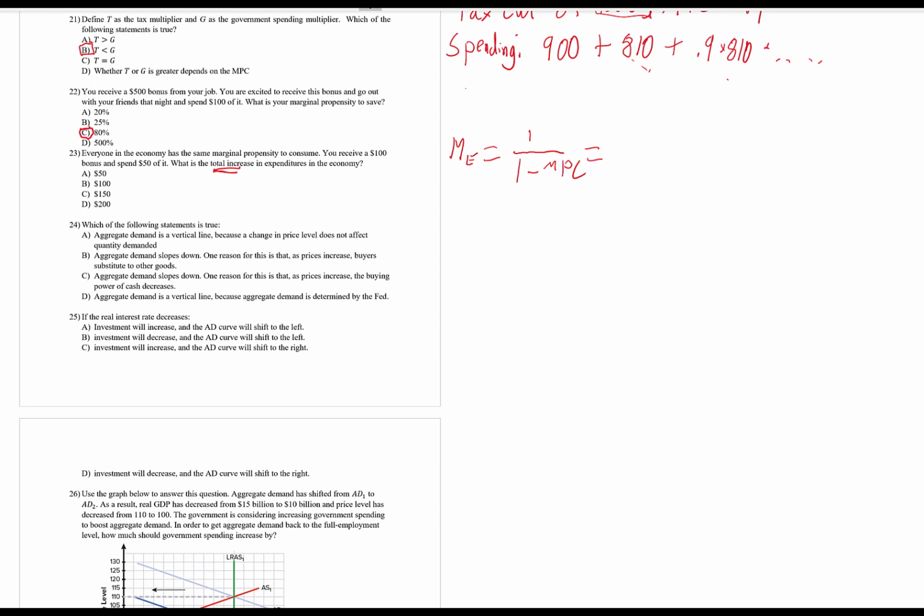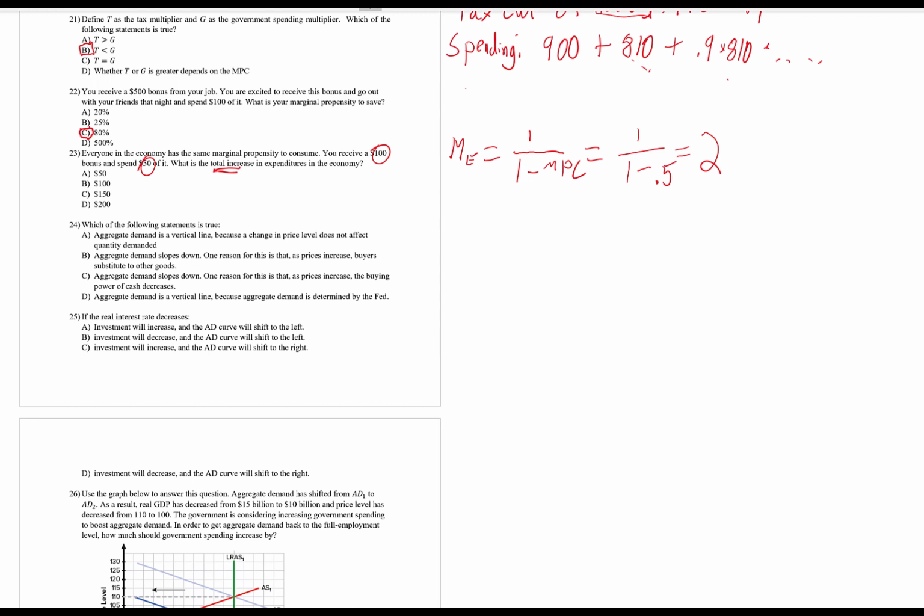So here, our marginal propensity to consume, we are consuming half of our income. If I get an extra 100, I'll spend half of it. So that is 1 over 1 minus 0.5, which is equal to 1 over 1/2, which is equal to 2. So now our multiplier is 2.